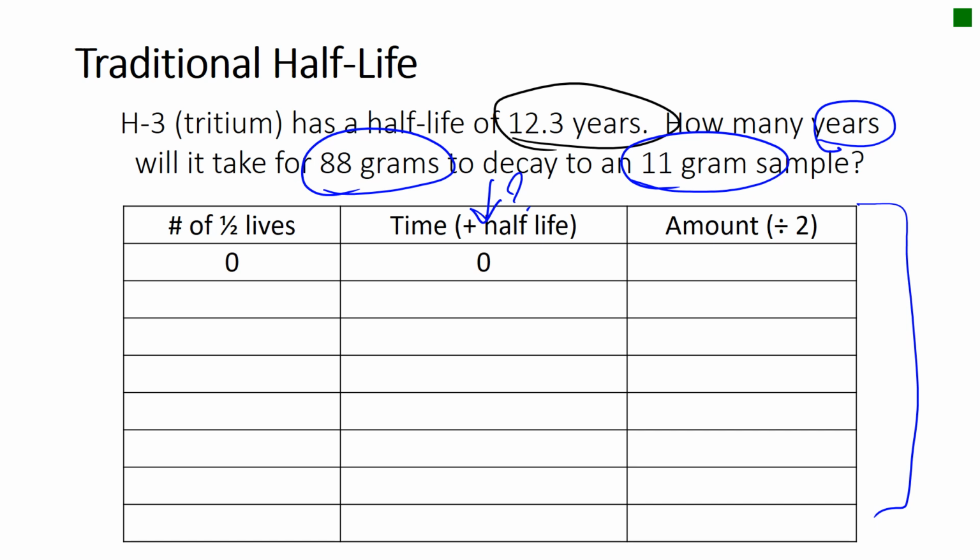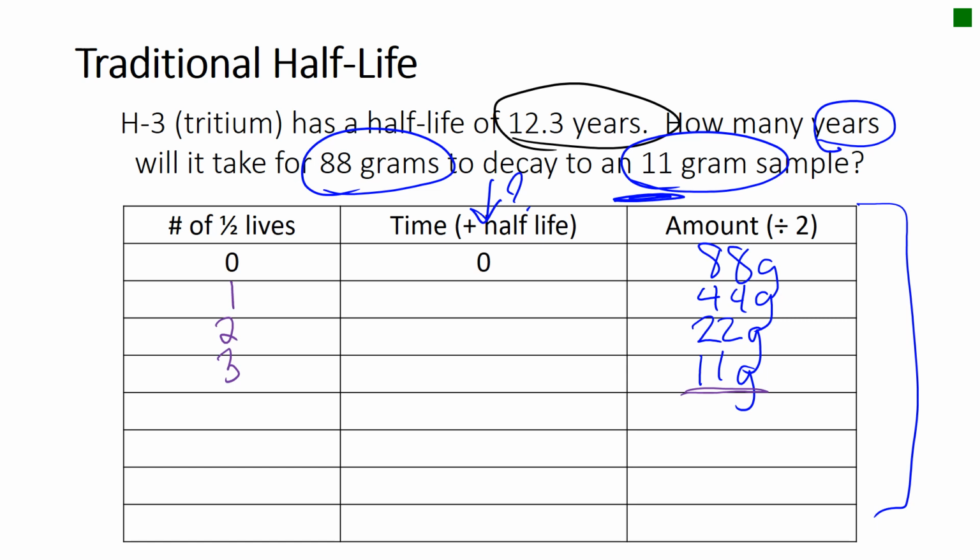So the first thing I'm going to do is start filling in my 88 grams. After each half-life, I will have half of that amount, so I'm going to divide by 2 each time. After one half-life, I'm going to go to 44 grams, and I'm going to keep dividing by 2 until I get to that final one, which is 11. So I get 22 grams, then 11 grams. The next thing I'm going to do is figure out how many half-lives that was. Well, that was 1, 2, 3 half-lives, and I'm just going to keep going until I run into my final part, which was that 11 grams.